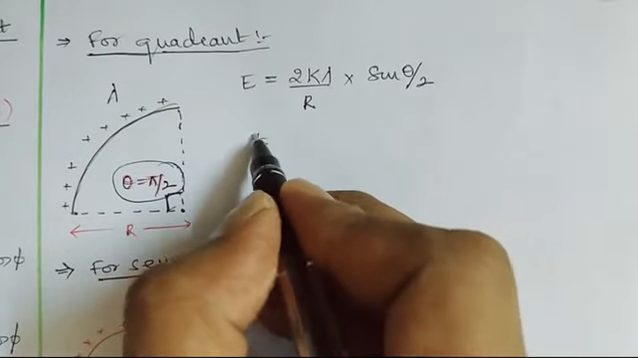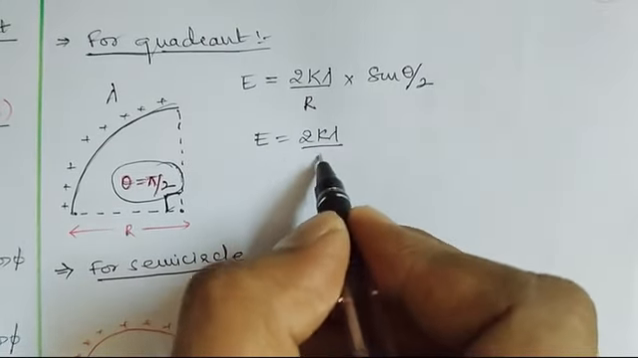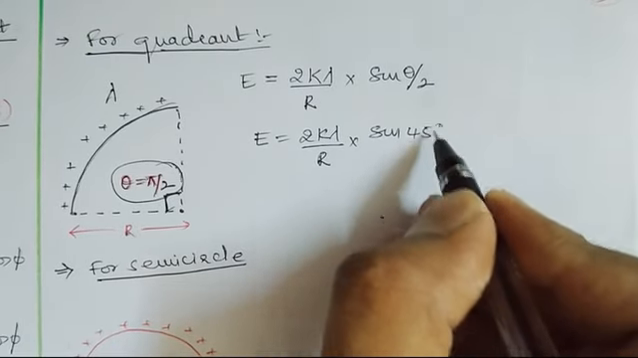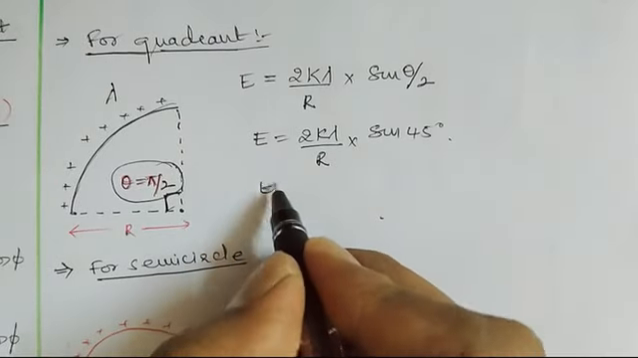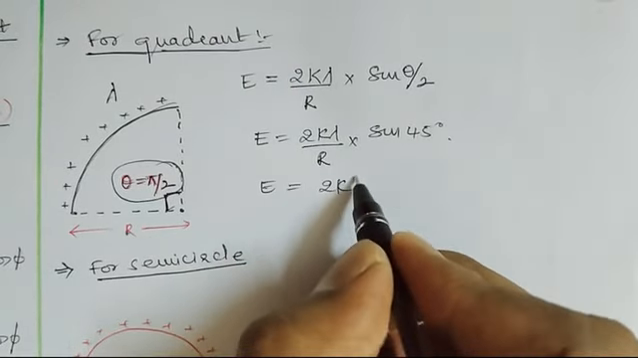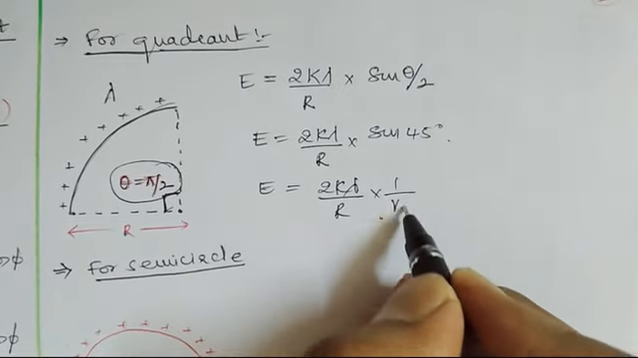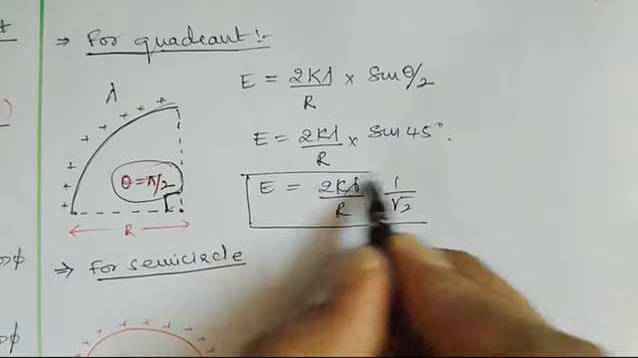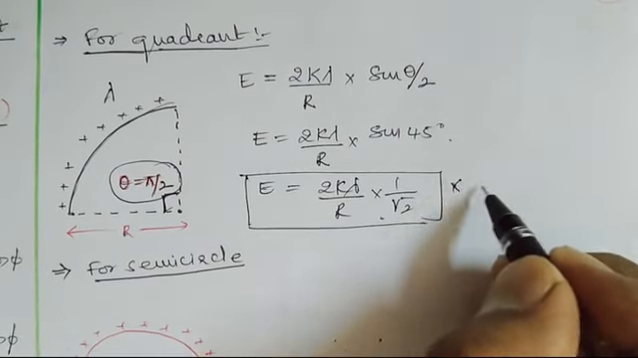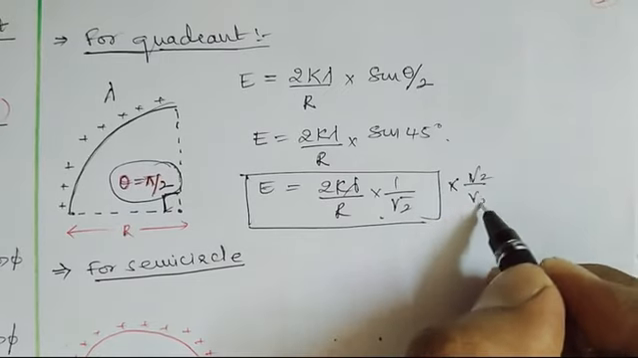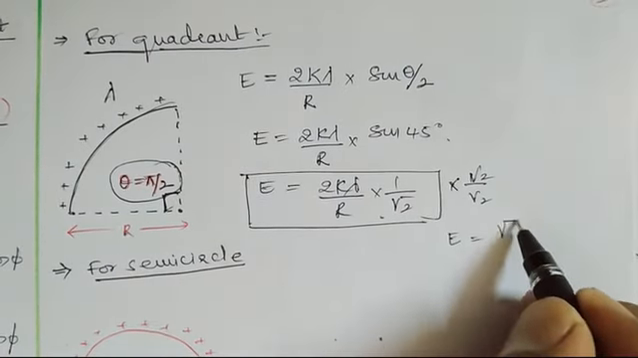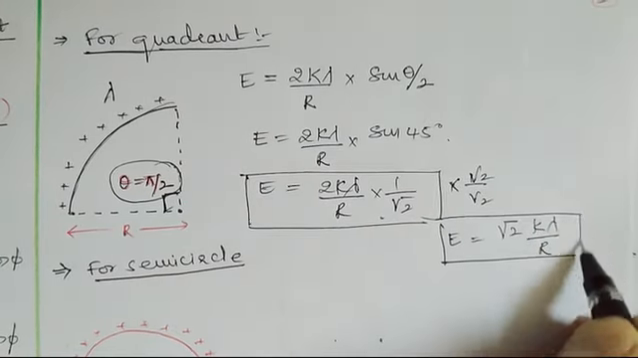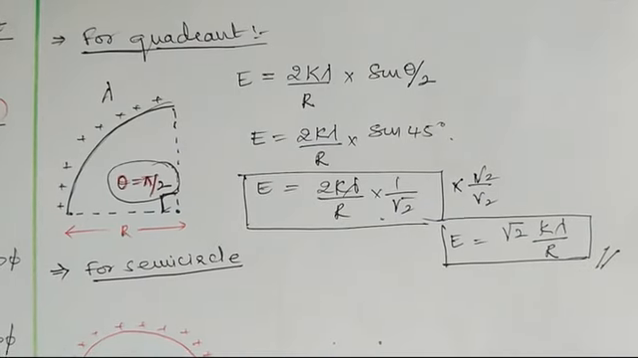90 degrees. So now E is equal to 2k lambda divided by r sine pi by 4, that is 45 degrees. So now that will be equal to 2k lambda divided by r sine 45, which is 1 by root 2. So multiply and divide with root 2, and what you will get is root 2 k lambda divided by r. So this is due to a quadrant.